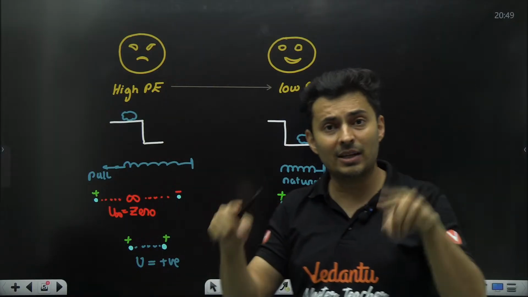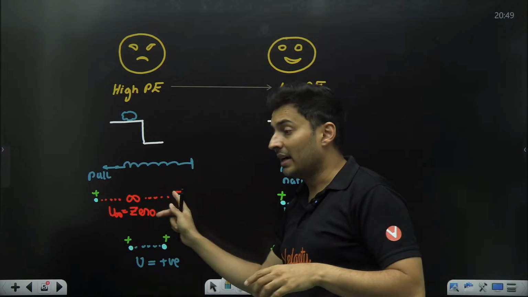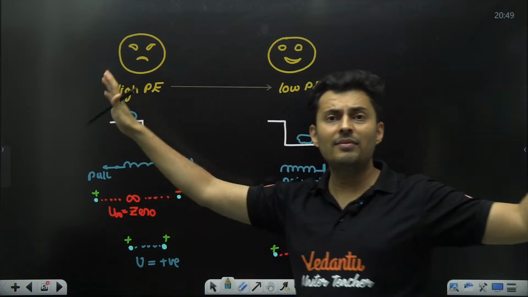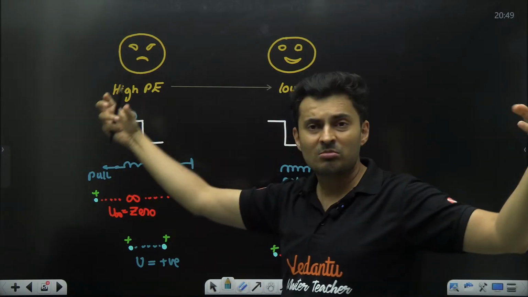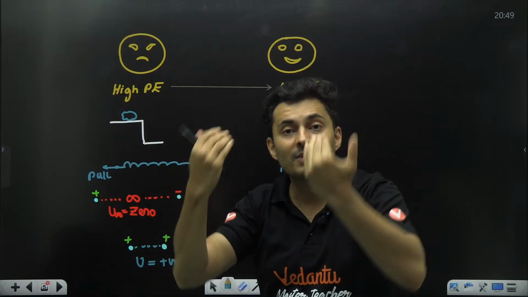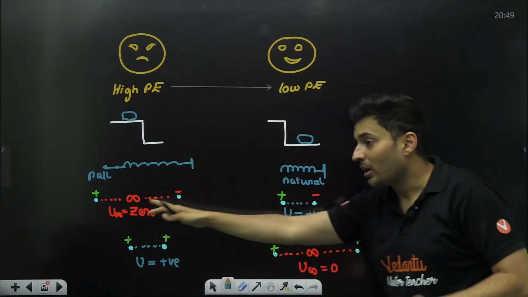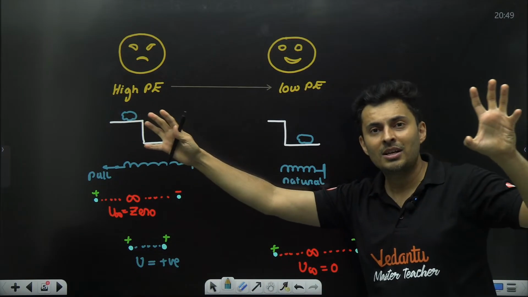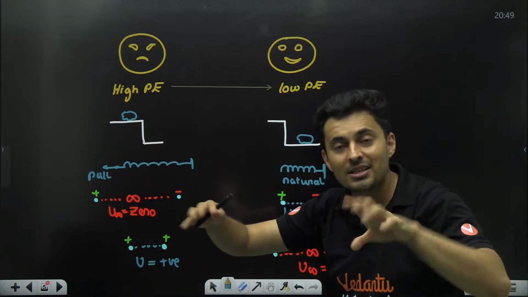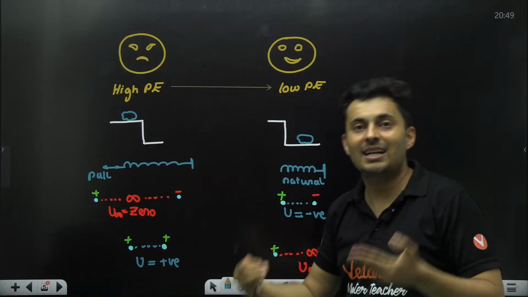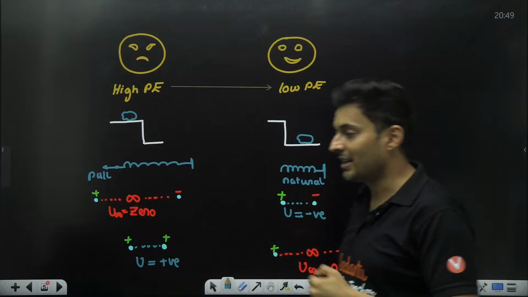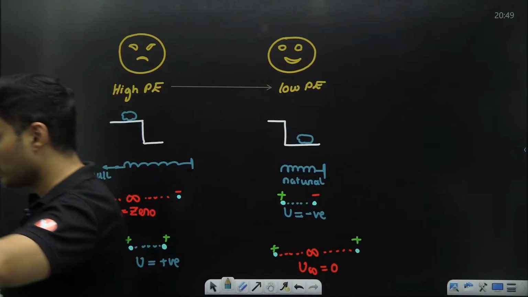But the case is exactly opposite for attractive forces. When they are very far away, they are sad. So they come closer and their energy will reduce. When they are far, the energy was zero. When they come close, energy will reduce to lesser than zero. So what is that number lesser than zero? It is negative. Is that clear?